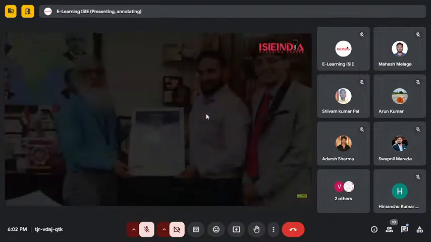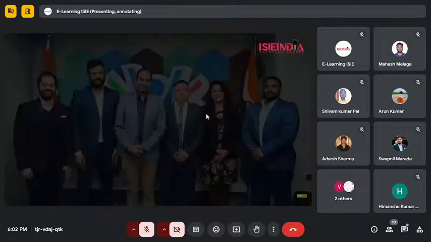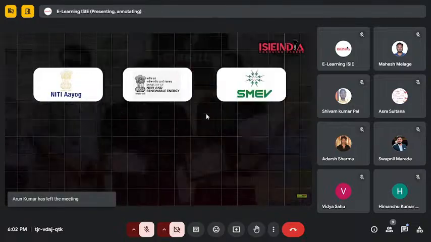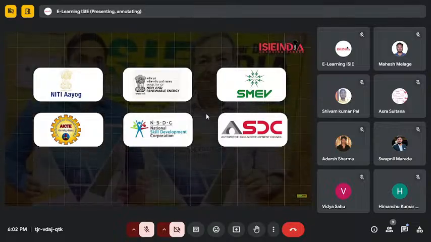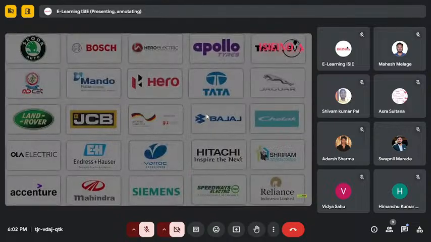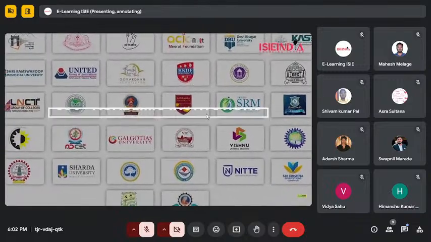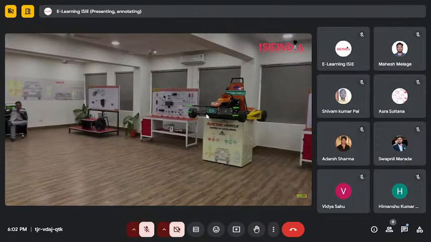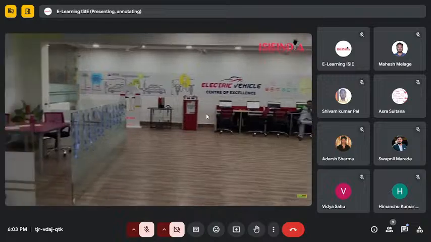ISA India's initiatives have earned widespread recognition and support from leading organizations such as NITI Aayog, MNRE, SMEV, AICTE, NSDC, and ASDC. Along with this, endorsement from over 100 plus automotive industry leaders and partnership with more than 900 academic institutions across India. The Center of Excellence, where education and skilling converge to drive innovation, skill development, and entrepreneurship.